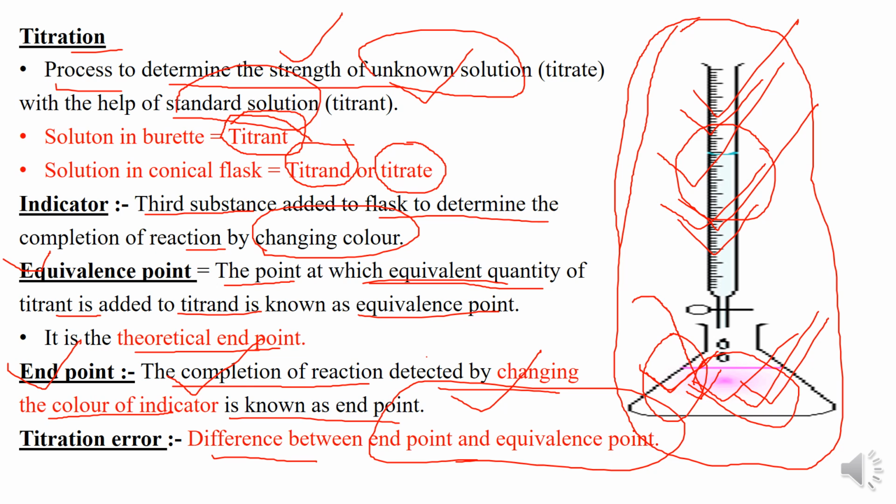It is mainly due to the indicator process. The indicator requires some time to change the color after the exact amount of titrant is added. So the endpoint is obtained only after the equivalence point because the indicator takes some time to change the color. However, the equivalence point is already obtained.